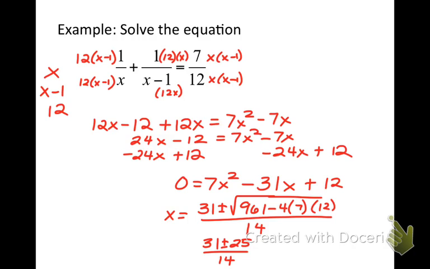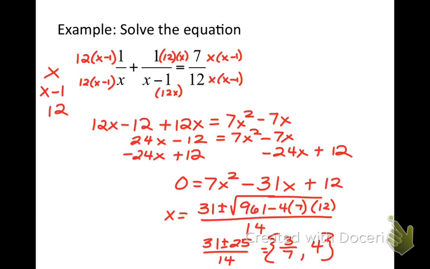Okay, so what are my two solutions going to be? 31 minus 25 is 6. 6 over 14 goes to 3 over 7, right? 31 plus 25 is 56 over 14 is 4. All right. Do we have any of our solutions becoming extraneous solutions, restricted values in the domain? No, because what would have been the restricted values in the domain? 0 and 1. Good. So those are your two solutions.